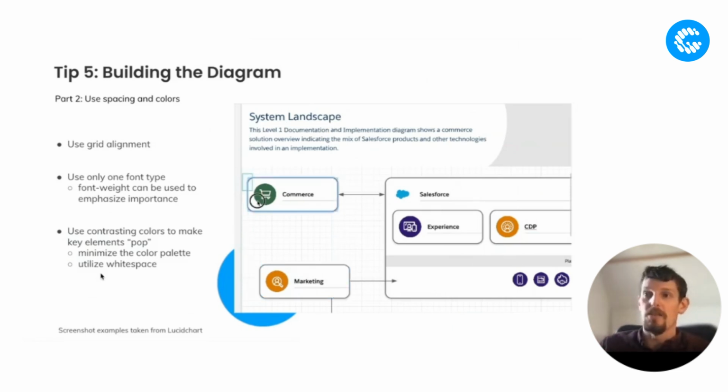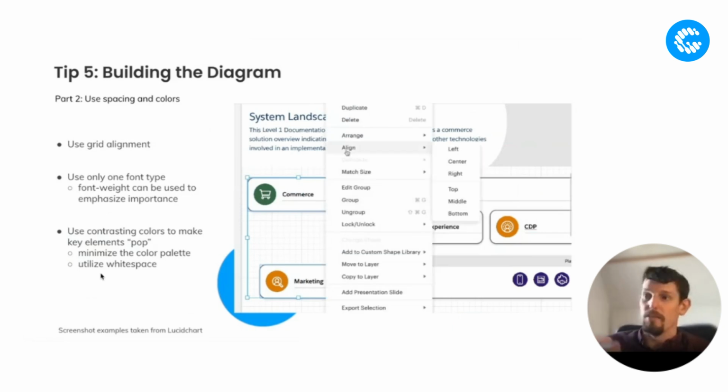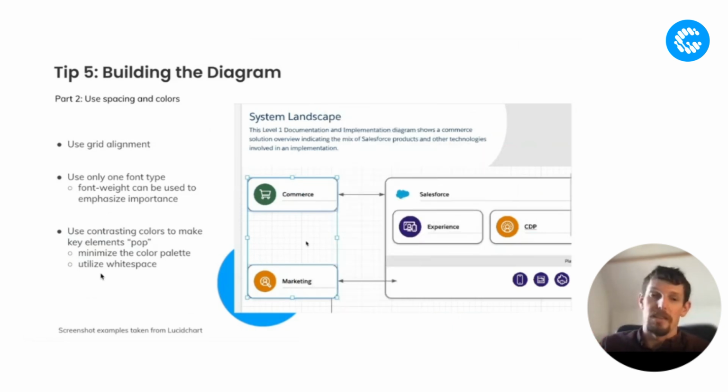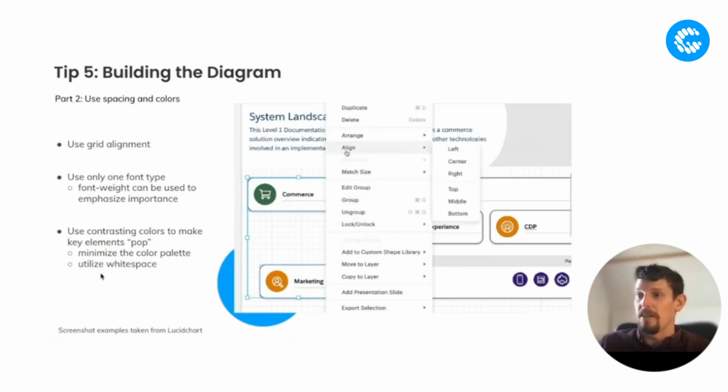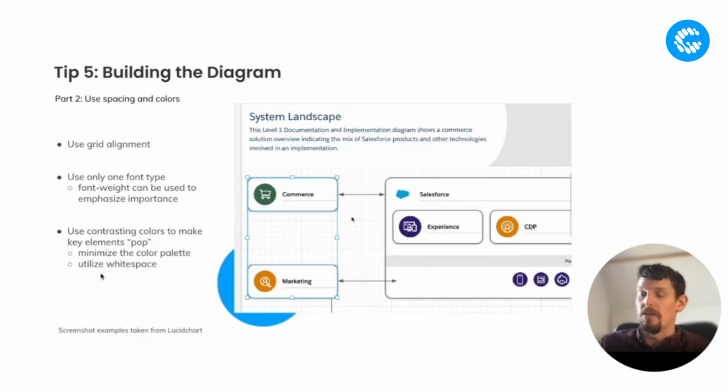If you do need to use fonts to show importance, use font weight. Bold is the best example, but you can do sizing as well. So use that, but don't change the font itself. And then finally, use contrasting colors to make elements pop. In a lot of these examples, you'll see there's a lot of white space, and the colors you do see are there for a particular reason, to keep your eyes glued to where they need to be in the diagram.